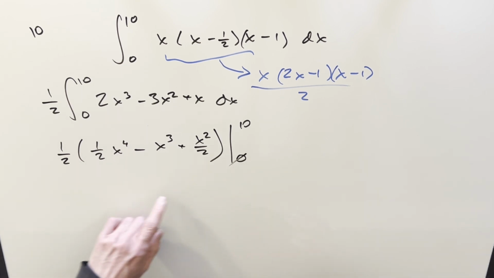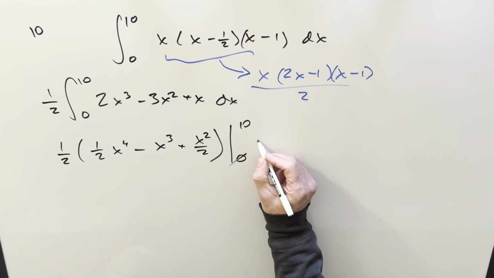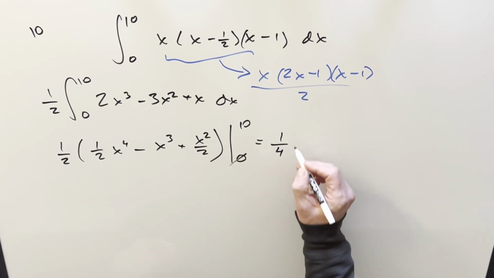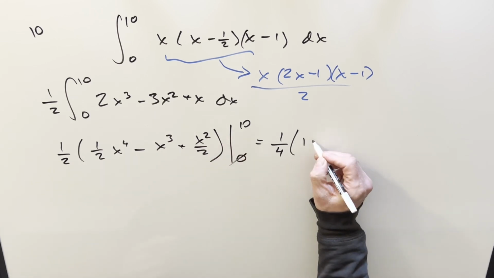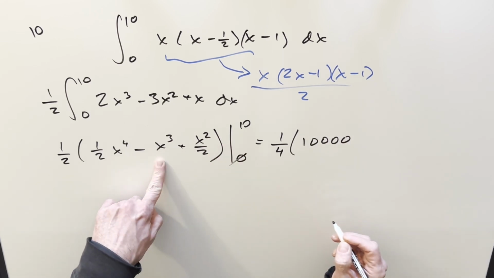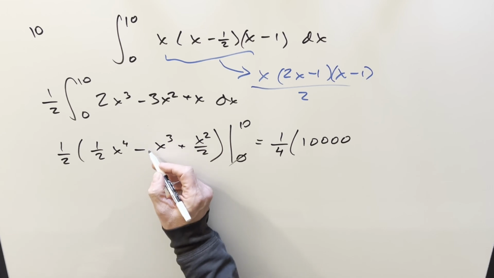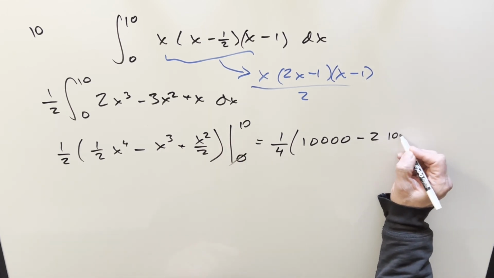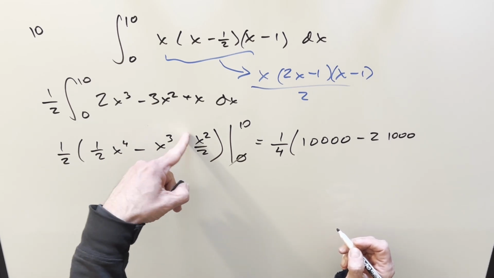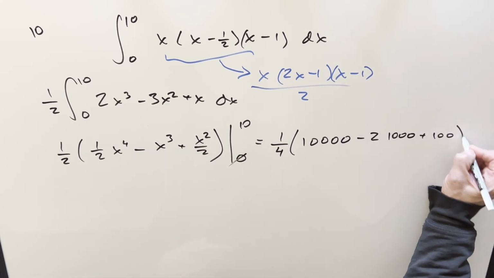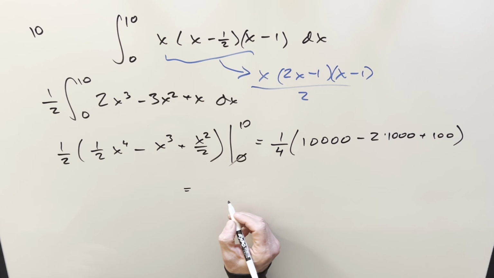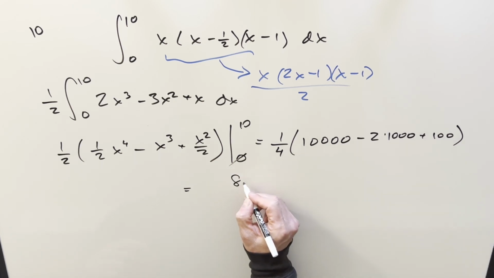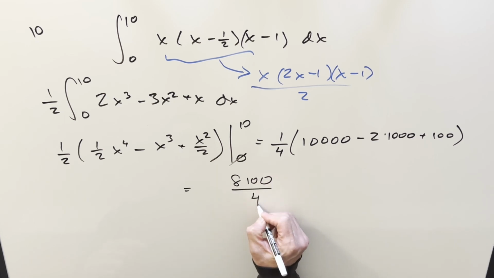Now, when you plug 10 in, in one move I'll factor another 1/2 out just to simplify this. So what's going to happen when we factor that out? It's going to be 1/4 in front. Plug a 10 in here, that's going to be 10,000. Here, when we factor this 1/2 out, there's going to be a 2 here, so now it's going to be minus 2 times 10 cubed, which is 1,000. And then here, plug that in, that's just going to be plus 100. Simplifying it, 10,000 minus 2,000 is 8,000 plus 100. We end up with 8,100 over 4.